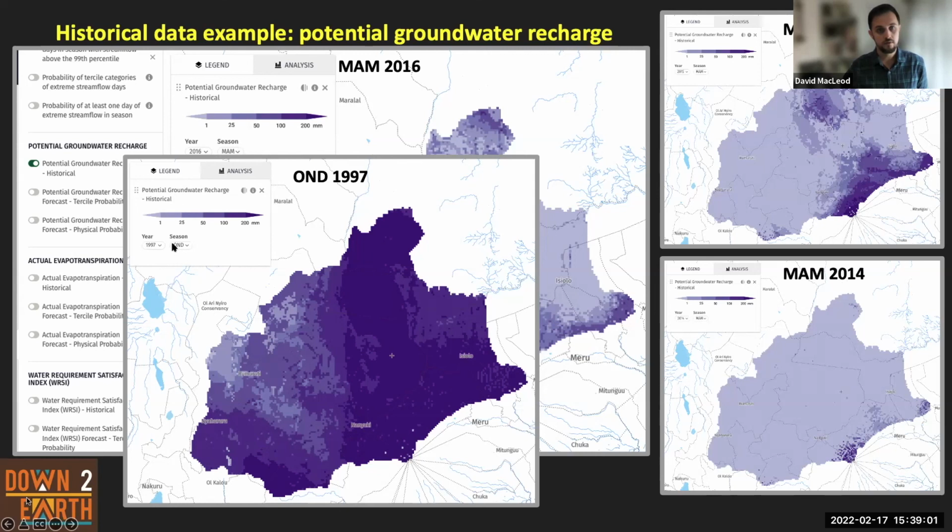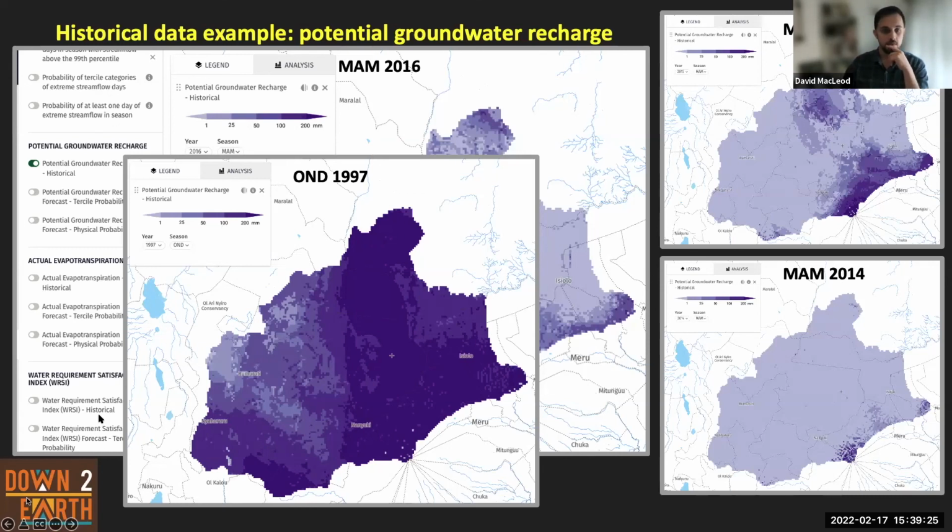And we've got that kind of information for all of the variables you see. So you could go and explore the historical WRSI or the extreme streamflow or whatever you like. And you can overlay things, so you can compare and contrast different variables or different years.